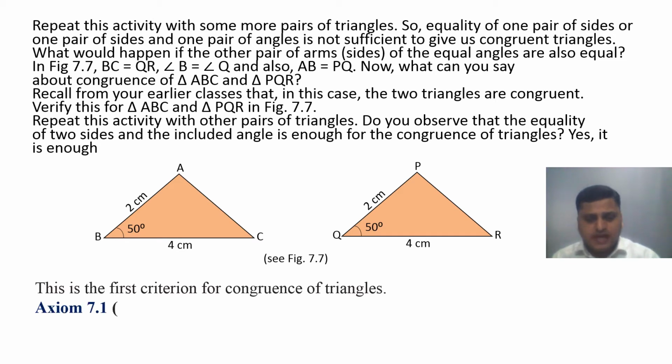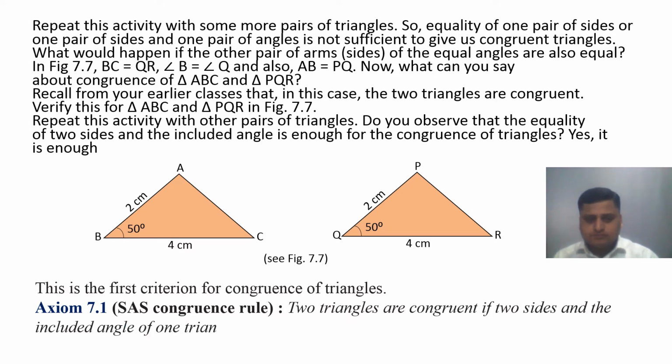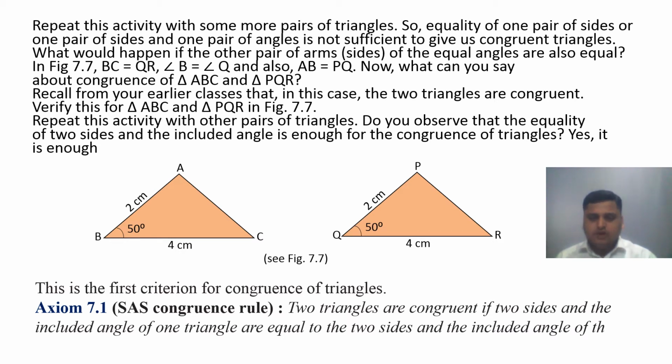This first criterion of congruence of triangles is known as Axiom 7.1, the SAS congruency rule. Two triangles are congruent if two sides and the included angle of one triangle are equal to two sides and the included angle of the other triangle. Is it clear? This is the SAS congruency rule, which is very important.